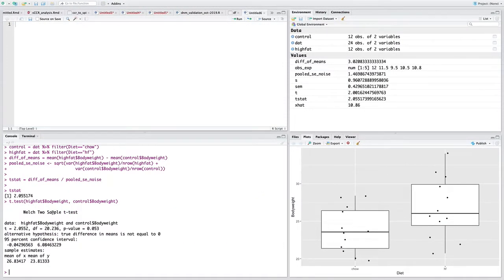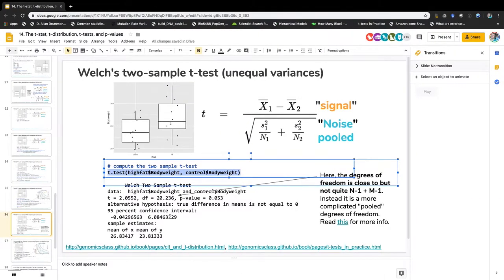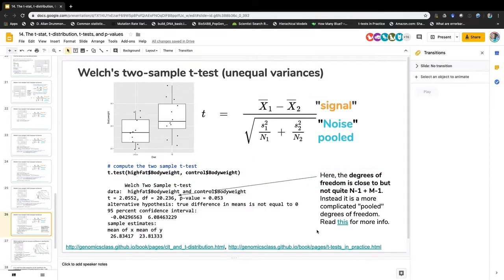Okay, so we get that same t-value, t-statistic that I just computed manually, but we get this odd degrees of freedom. It's a fraction, it's a sort of float. So why is that? The answer is it's complicated. So the degrees of freedom is actually close to n-1 plus m-1, which would be sort of the intuition, because for the one sample test, the degrees of freedom was n-1. So we would naively guess maybe it was 12 minus 1 plus 12 minus 1, which is what, 22? Yeah, 22. But it's actually 20.236.